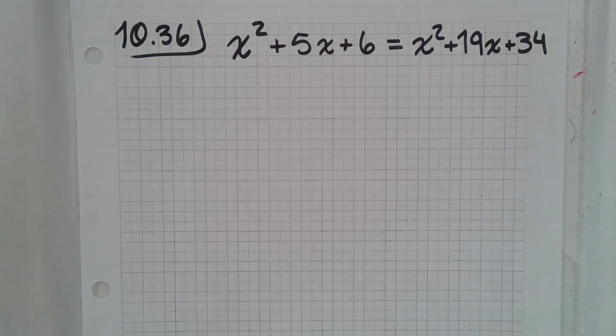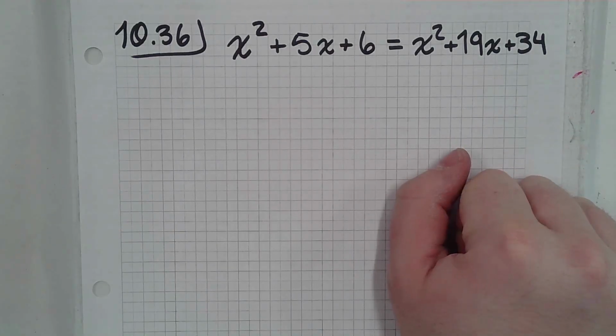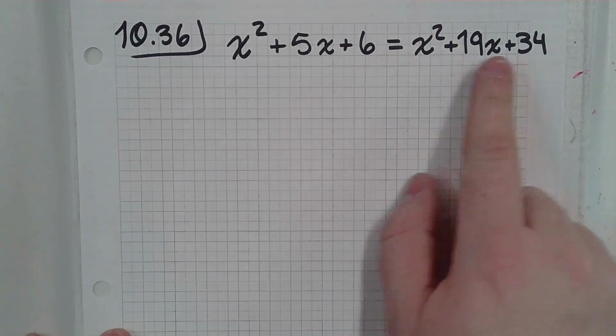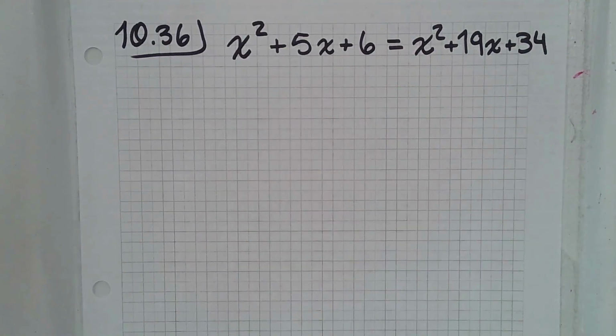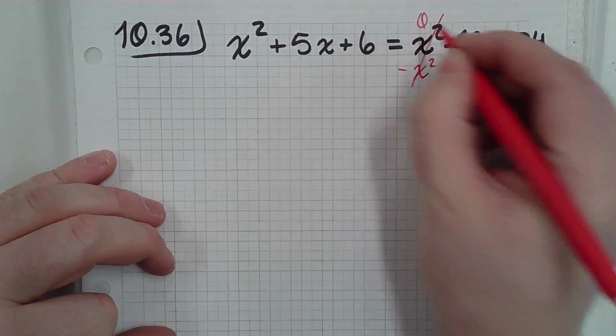The original problem said something like, find out when this and this both equal each other, right? So I wrote down the equation. This equals this. I'm trying to find x's that make this equal each other. And to do that, I can do algebra, right? So if I subtract x squared from both sides, hopefully you notice what's going to happen here, right? I'm going to subtract x squared to make this 0.